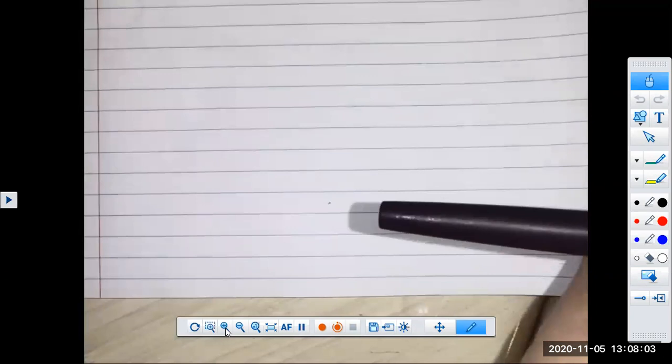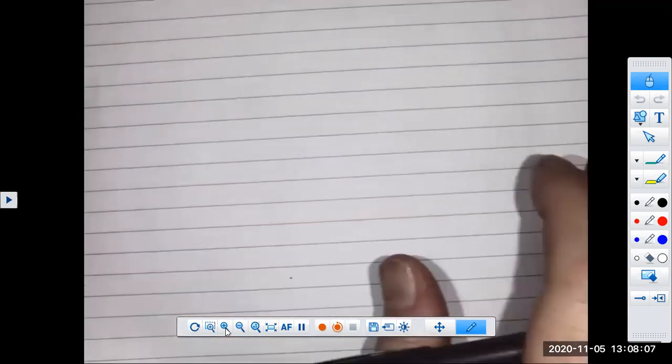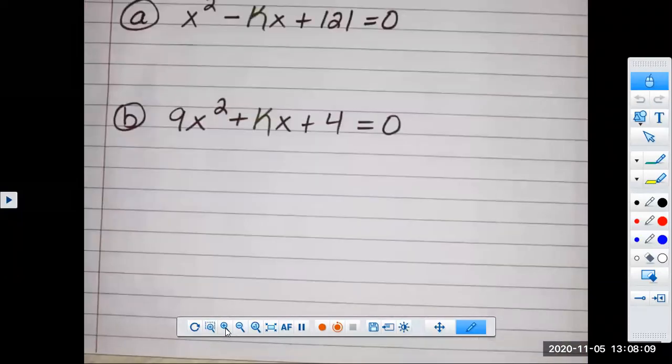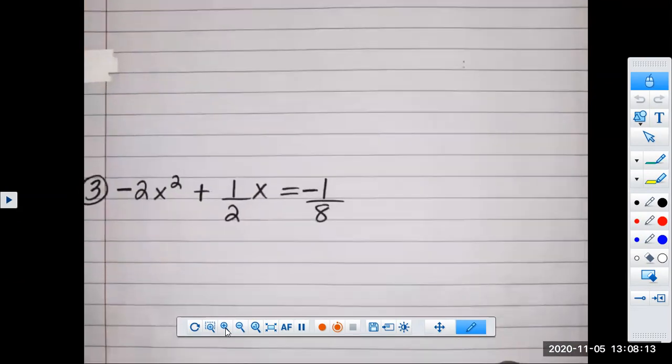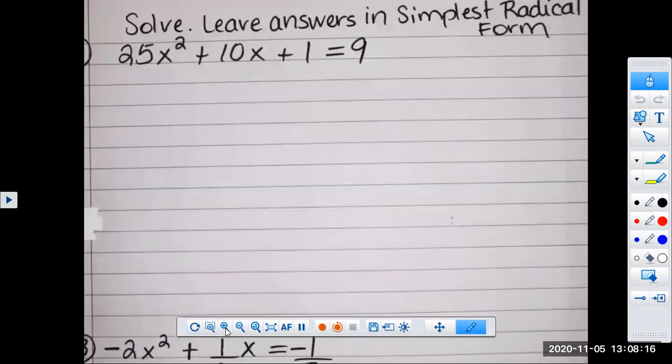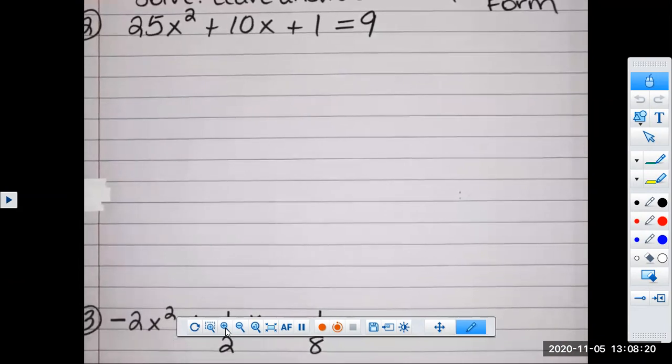All right, you ready to amp it up some? Number 2. Okay, we're going to solve and we're going to leave any answers in radical form. Meaning if we take the square root and we can't get a whole number, then we're going to simplify as much as possible.